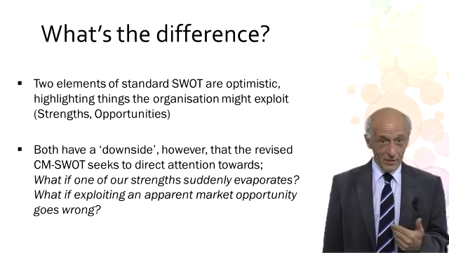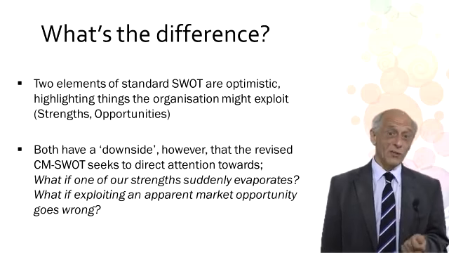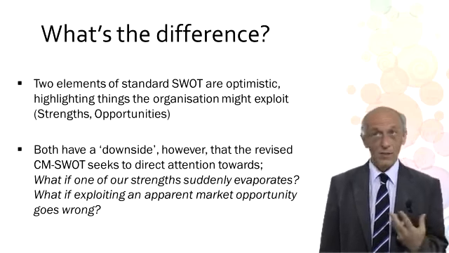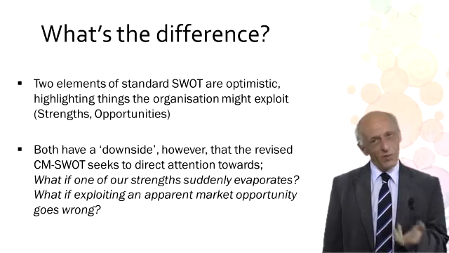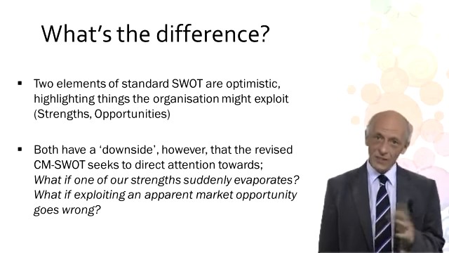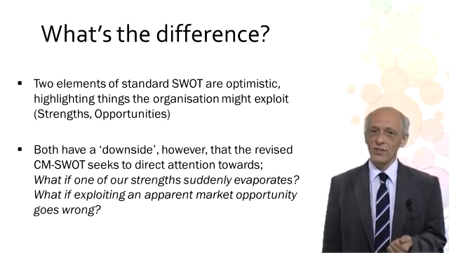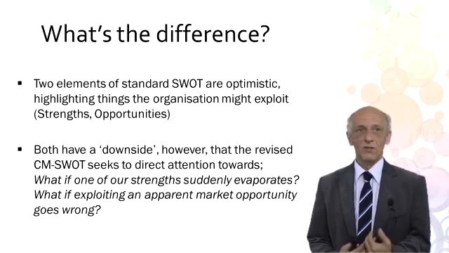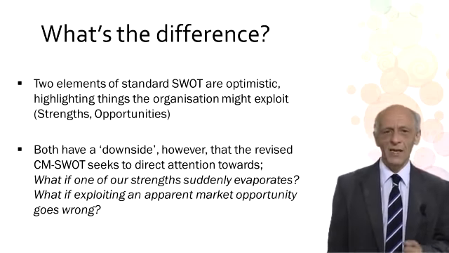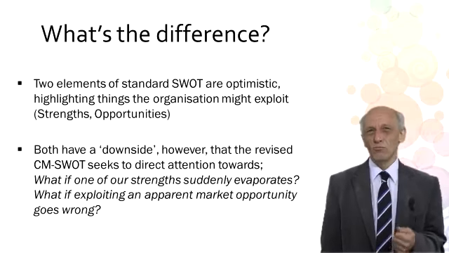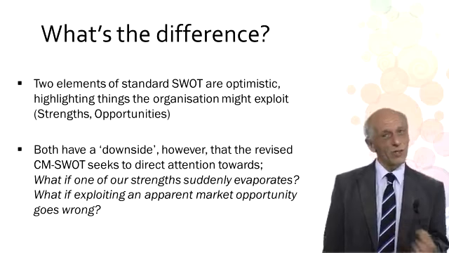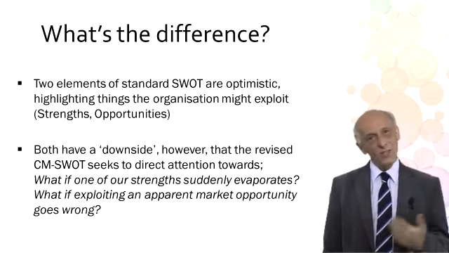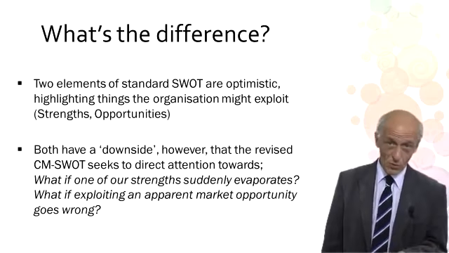SWOT is designed to be optimistic on two of its dimensions: the strengths, what we're good at internally, and the opportunities, things out there that might be really good for us. But both of those things have a downside, and that's what the CM SWOT is trying to capture. It's asking questions, well, what if these strengths we've got were suddenly to disappear? Perhaps because of rapid changes in technology or something like that. And what if that wonderful market opportunity that we're going to try to exploit, what if it went wrong? What would happen to us then? That's the logic we're trying to apply in the crisis management SWOT.